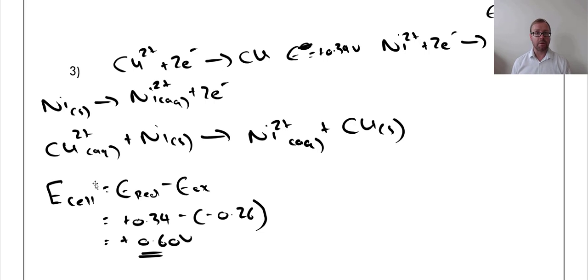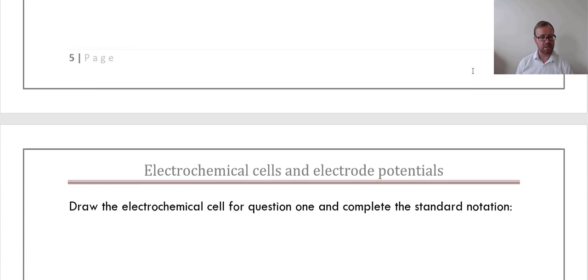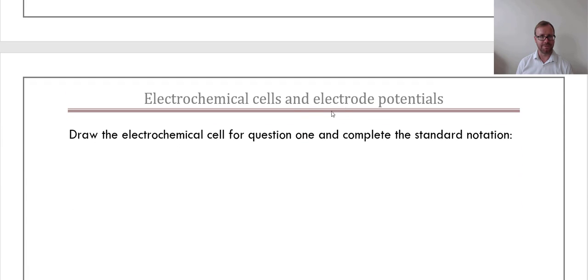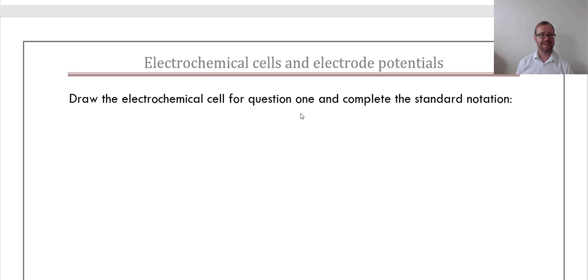Okay, right, so pretty self-explanatory, I think. I think everyone will be able to work them out. So it's your turn again now. So let's see if I've actually given you enough information for this. Draw the electrochemical cell for question 1 and complete the standard notation. Right, okay, yes I have. Okay, so have a go at this, and when I come back I will go through the answer with you.